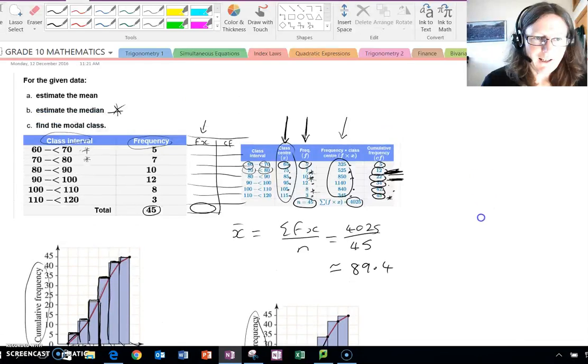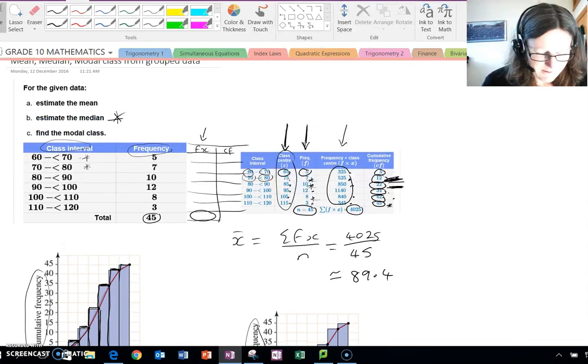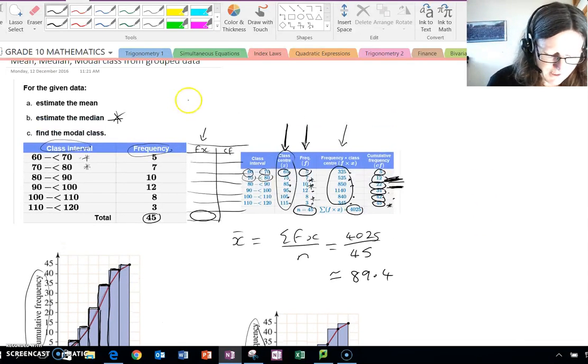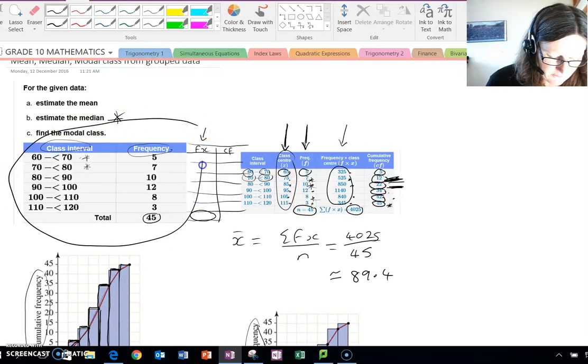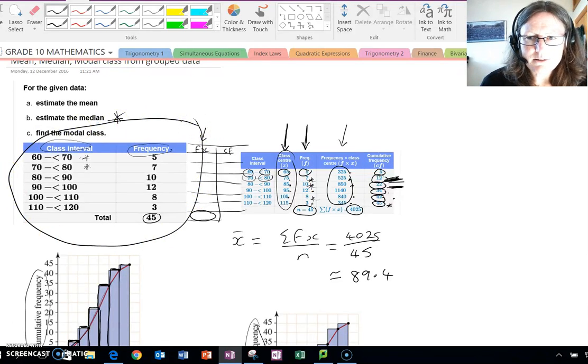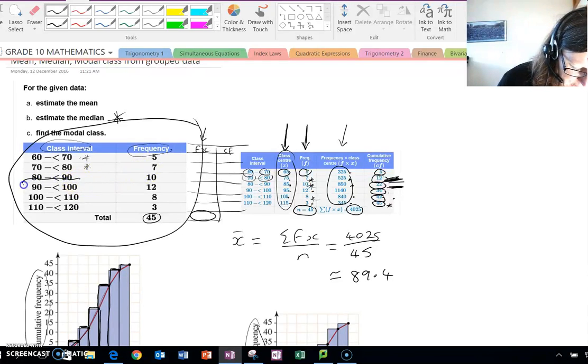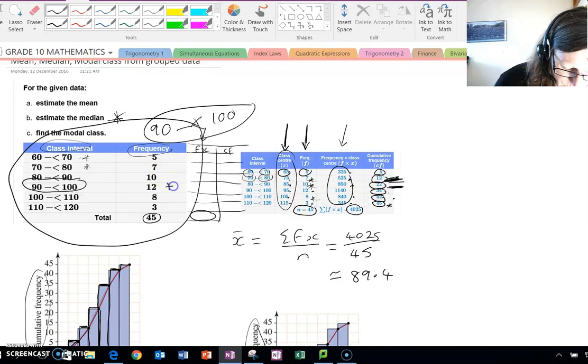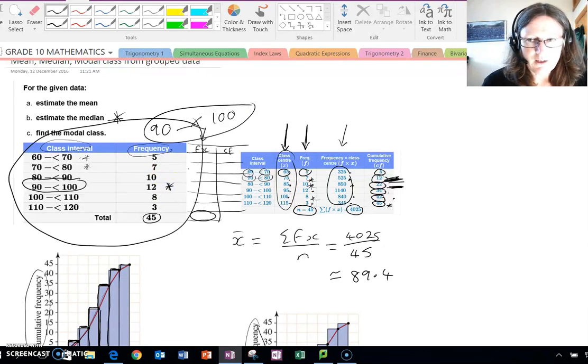Okay, lastly, and the easiest, is the modal class. Let's just simply go back up to our table here. Okay, so which class had the most frequently occurring scores? Well, it was this class, 90 to 100. So 90 up to and including 100 was our modal class because it had 12 scores. It had the highest frequency of scores.